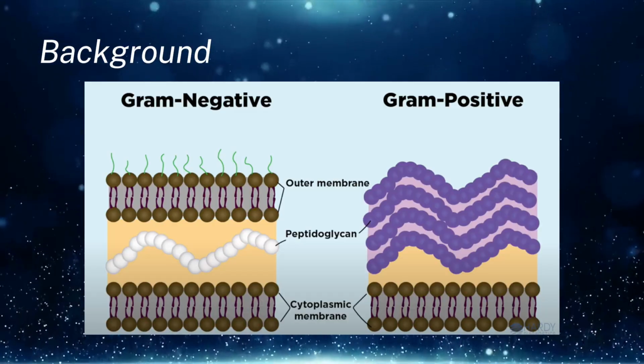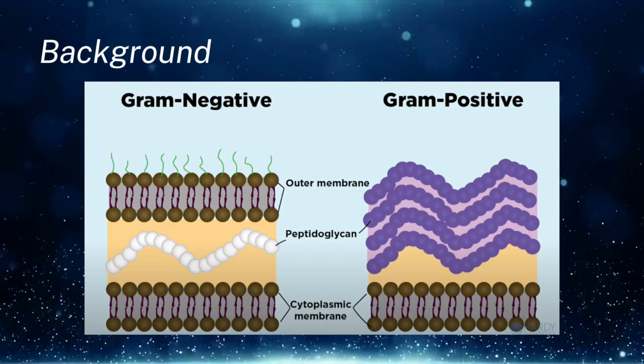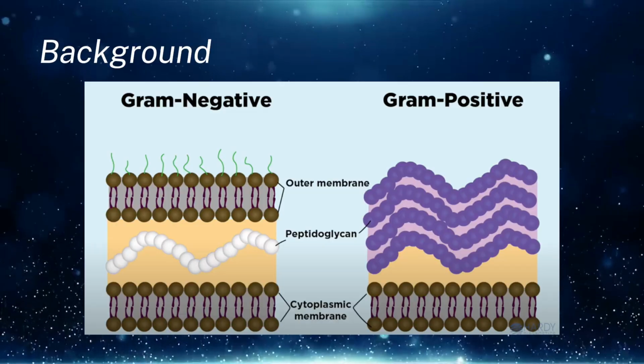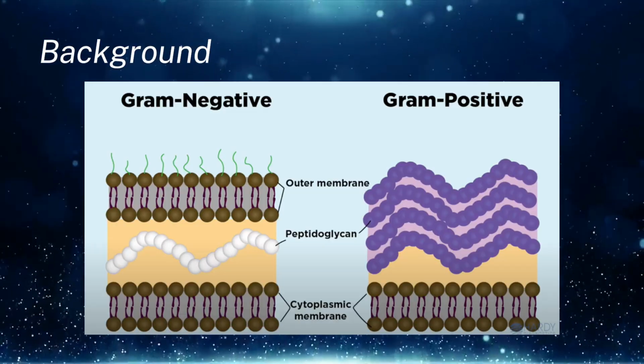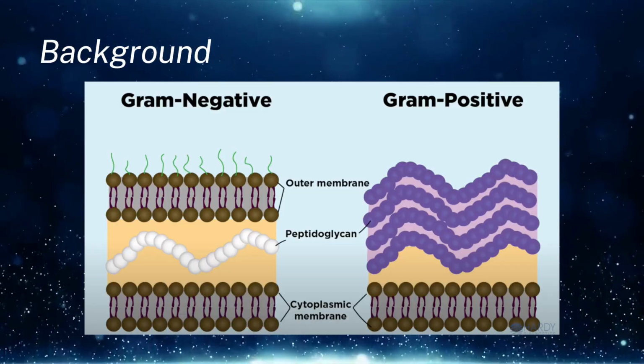Gram-positive bacteria have a thick peptidoglycan layer that retains the crystal violet stain, whereas Gram-negative bacteria have a thin peptidoglycan layer with an outer membrane, so they lose the primary stain and take up the counter stain.